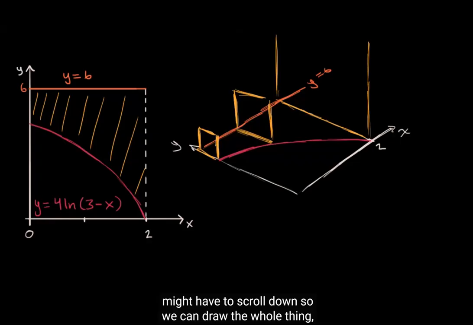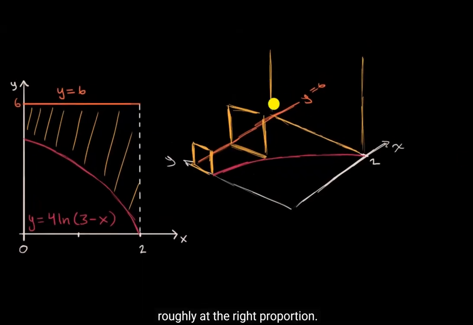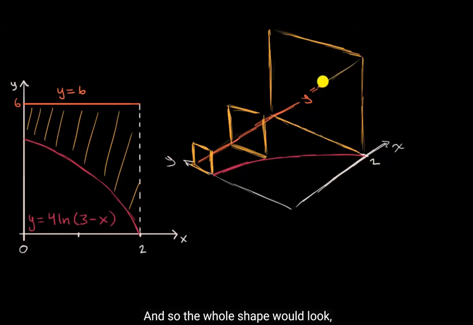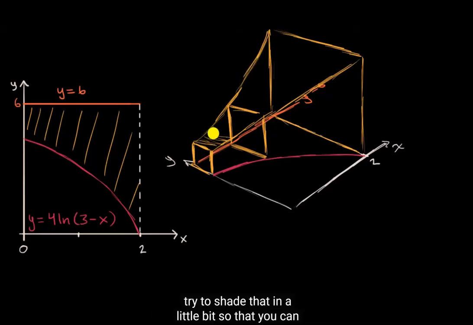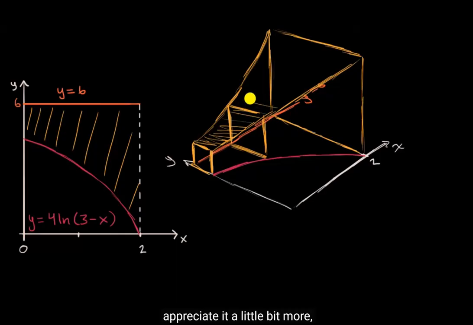I have to scroll down so we can draw the whole thing roughly at the right proportion. So it looks something like this. This should be a square. It's going to look something like this. And so the whole shape would look something like that. Try to shade that in a little bit so that you can appreciate it a little bit more. But hopefully you get the idea.